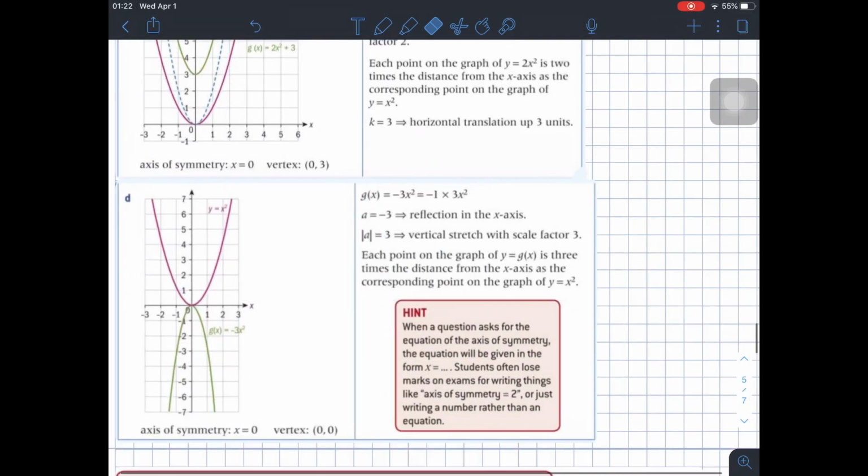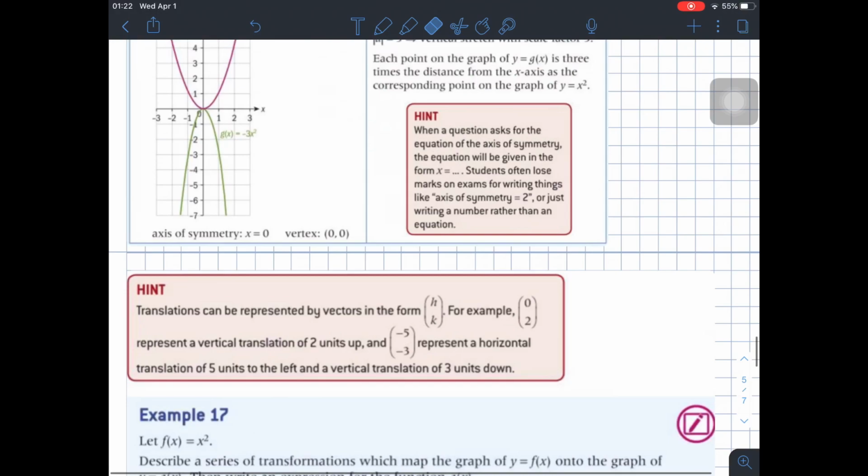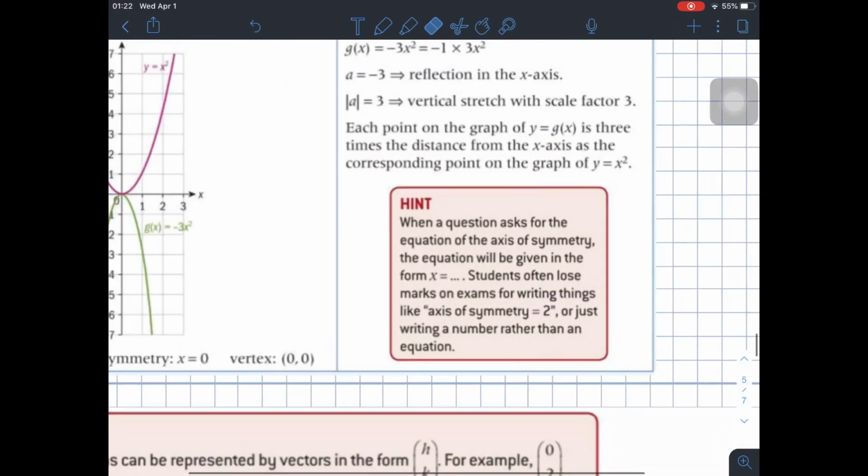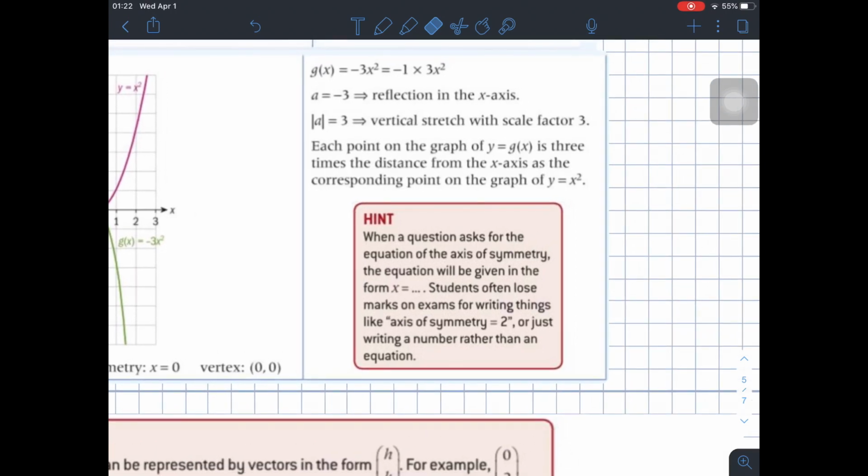Okay, we still need to do one last example. There's a hint here for you to always remember, and it's what I already told you. It says, when a question asks for the equation of the axis of symmetry, the equation will be given in the form x equals something. Students often lose marks on exams for writing things like axis of symmetry equals 2, or just writing a number rather than an equation. Remember that when you're writing the equation of the axis of symmetry, you should always write x equals something. Let's say 2.